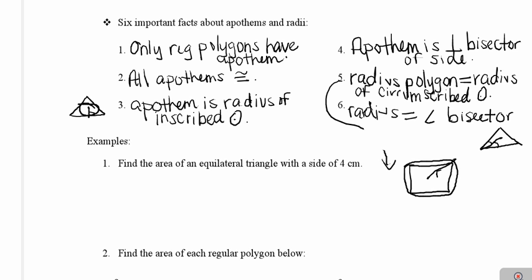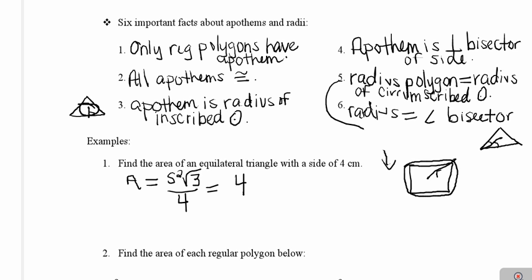So the first one asks us to find the area of an equilateral triangle with a side of 4 centimeters. So since it's giving us the side, I feel that the formula that would be the most convenient to use would be the equilateral triangle area formula, which was equal to side squared times root 3 divided by 4.